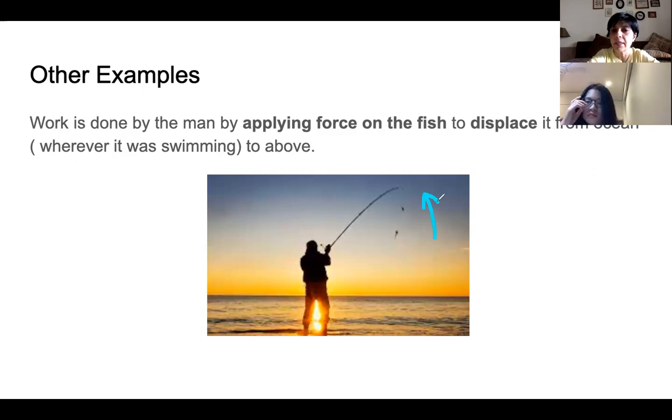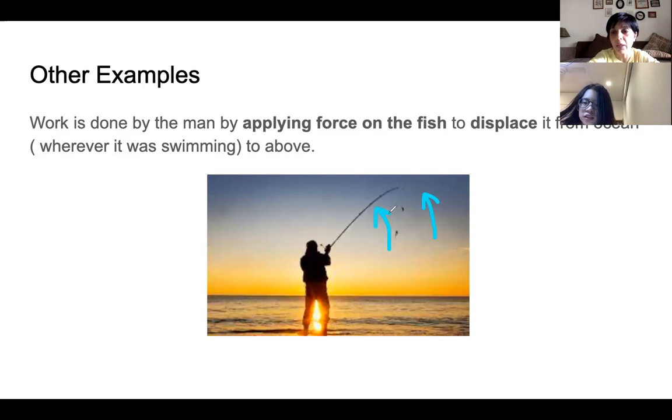right? Now, is the fish going down or is the fish going up? Now, the force is being applied to the fish. Therefore, the work is also being done on the fish. Is the fish being displaced upwards or downwards? Upwards. So the fish is also moving upwards. So tell me, in this case, is there work done or not? Work is done.